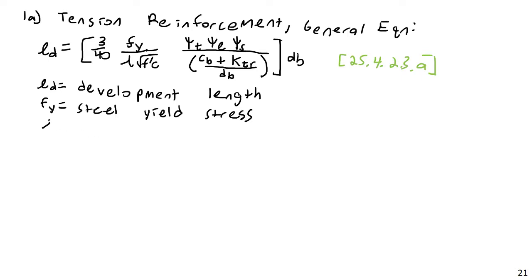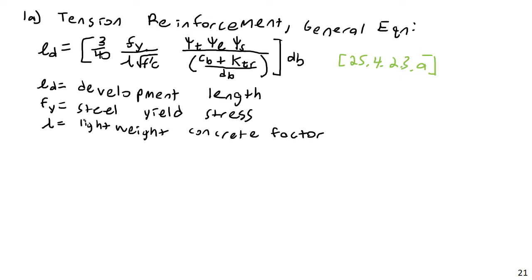Lambda is something we've talked about previously. This is the lightweight concrete factor. Usually it's going to be 1.0 for normal weight concrete, but if you have other types, it may differ. A lot of these factors, like the size factor and the lambdas, in most cases are probably going to be 1.0, but if you have different conditions, they may not be.